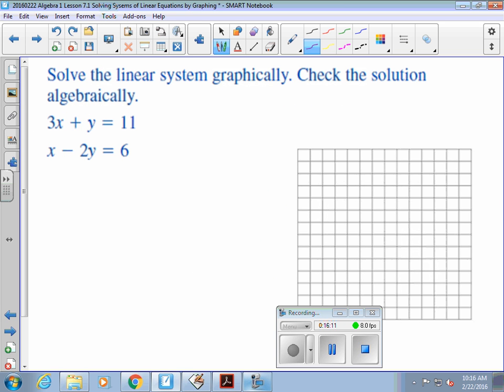On that sheet I gave you that has all those little graphs, on the first one, graph both of these. Follow your steps, 1, 2, 3, and 4. Graph both of them, estimate the intersection point, and then check it algebraically. Take about 2 minutes on it.